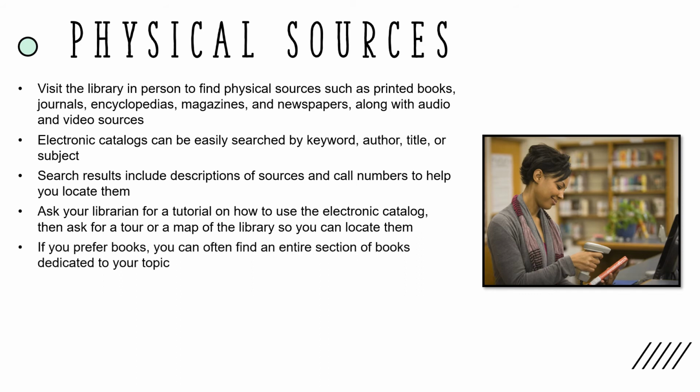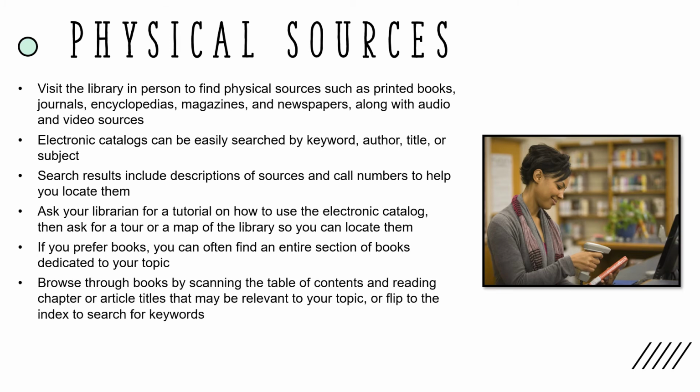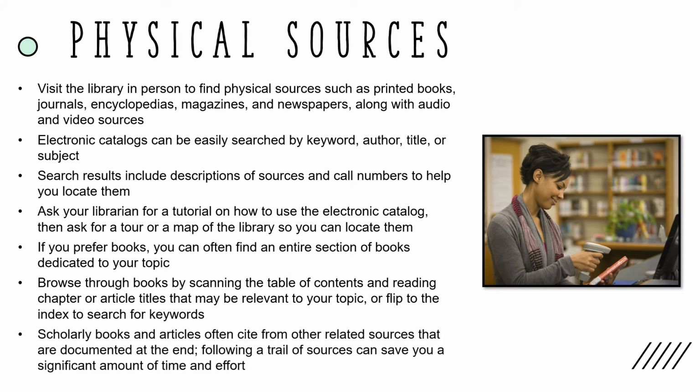If you prefer printed, hard copy books, you can often find an entire section of books dedicated to your topic in the library. It's easy to browse through books quickly by scanning the table of contents in the books and reading chapter or article titles that may be relevant to your topic. Or you can flip to the index in the back of the books to search for key words. Additionally, oftentimes scholarly books and articles will cite from other related sources that are also documented at the end. Following a trail of sources can save you a significant amount of time and effort when researching. Feel free to take advantage of other people's hard work whenever you can.